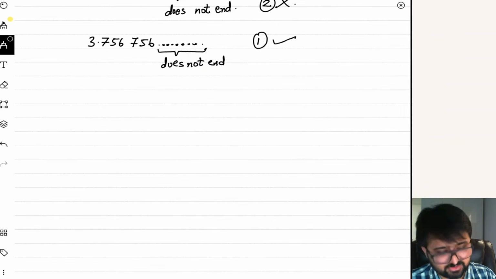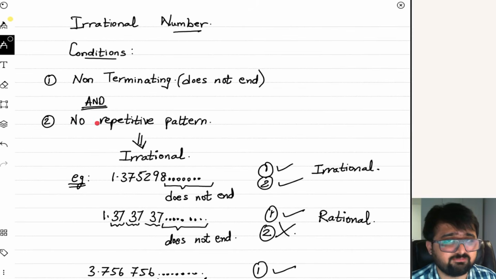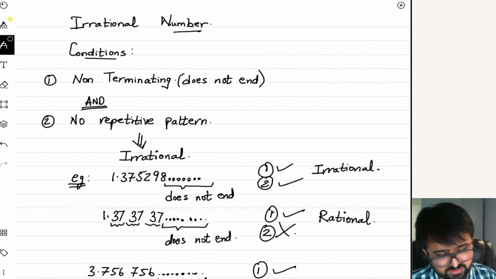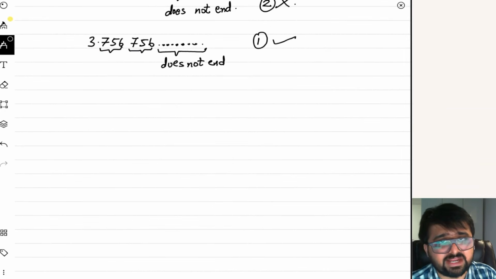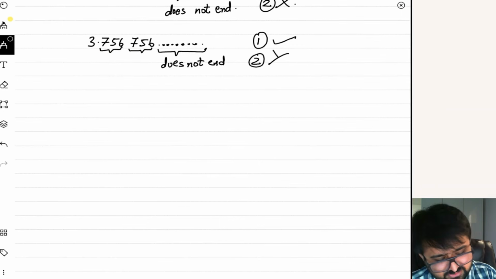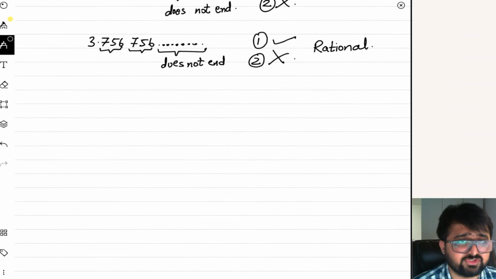Let's look at condition number 2. Condition number 2 says there shouldn't be any repetitive pattern, no repetitive pattern. But here if you see 756, 756, that's a pattern that gets repeated. 756, 756. So condition 2 does not get satisfied because there is a repetitive pattern. So this is a rational number. It's not an irrational number. It's a rational number. Okay, does that make sense?